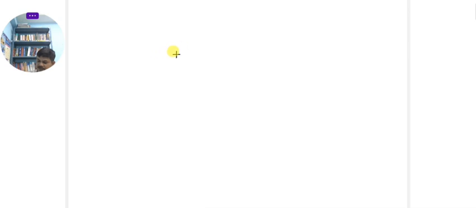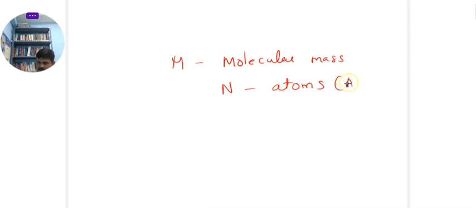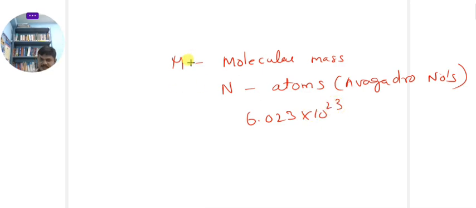So let us assume M is the molecular mass of a given substance. Then M grams of the substance has N number of atoms. This is the Avogadro number, 6.023 times 10 power 23, the number of atoms present in 1 mole of a given substance.